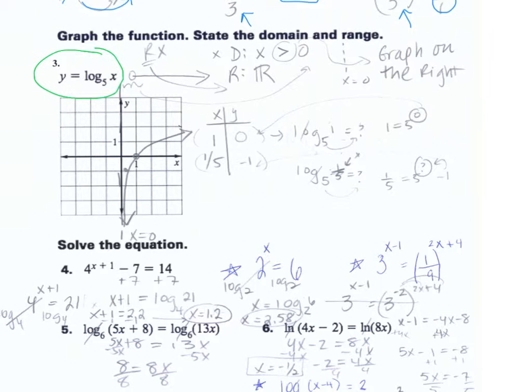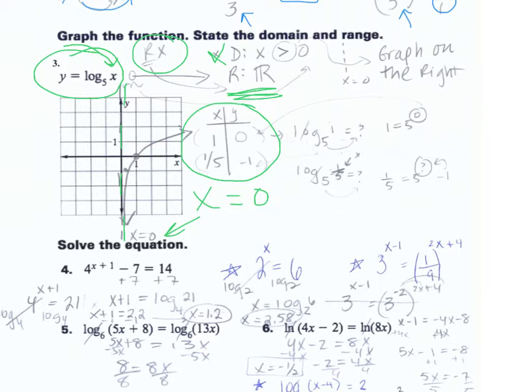Okay, so when we look at logs, think Rx. So R means the range is all reals, and our domain, our x, is going to be restricted. So first of all, we look for the asymptote. When we look at log base 5 of x, we set what's beside the x equal to 0, so we get an asymptote of x equals 0. So we do that dotted vertical line, that's our asymptote. We can't touch or cross. Then when we make a table, we find some points, we plot those points, and we draw our sketch.